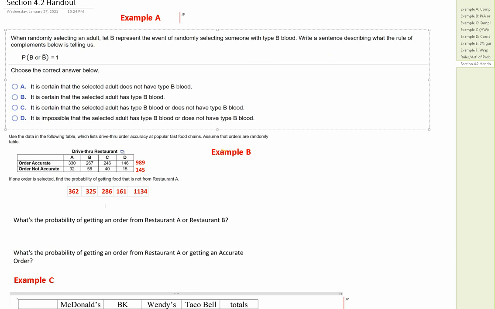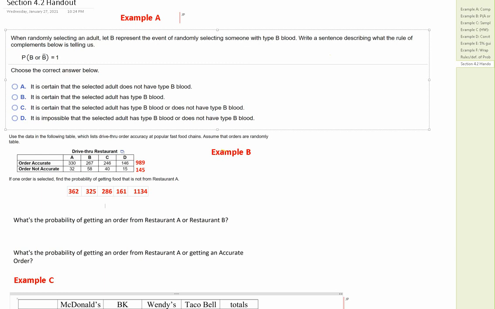Here are your choices. A, it is certain that the selected adult does not have blood type B or have type B blood. Second choice, it is certain that the selected adult has type B blood. C, it is certain that the selected adult has type B blood or does not have type B blood. And finally, it's impossible that the selected adult has type B blood or does not have type B blood.